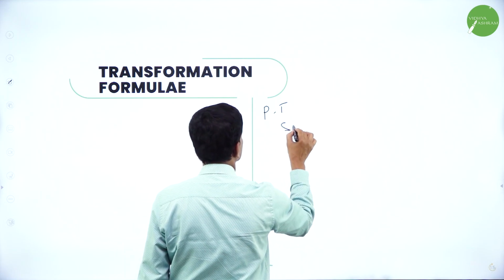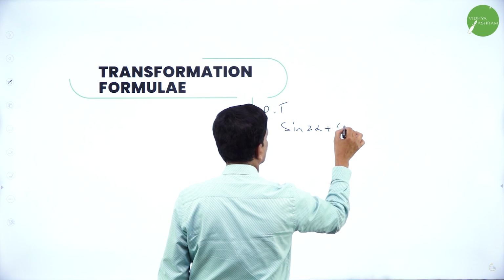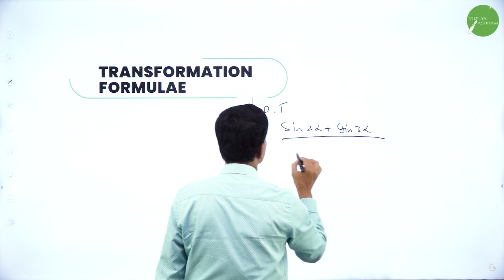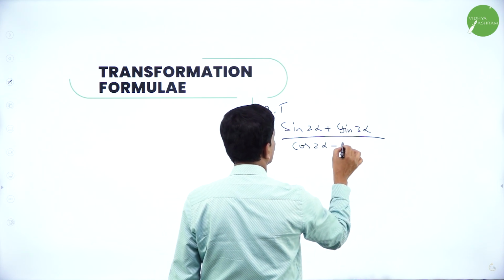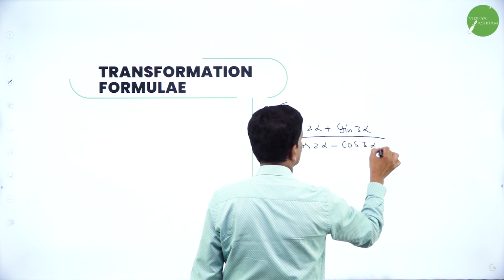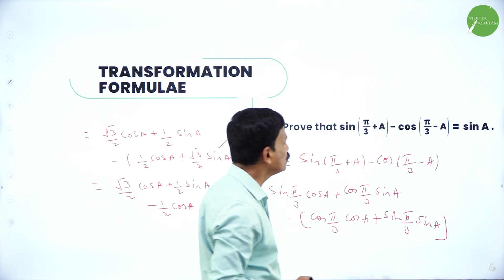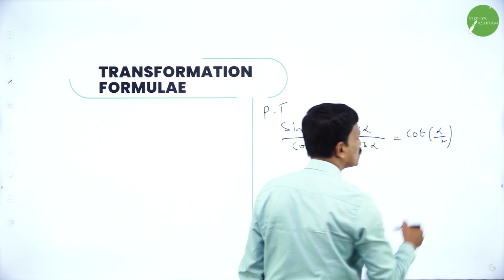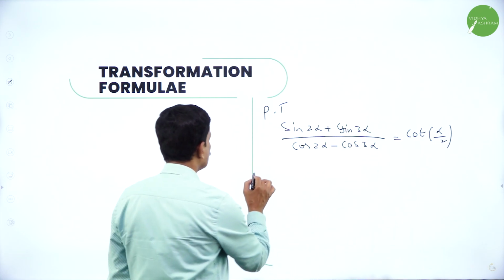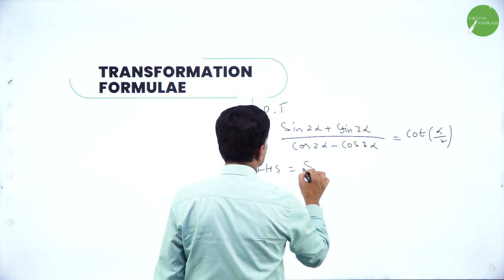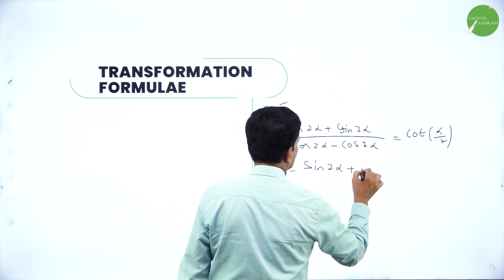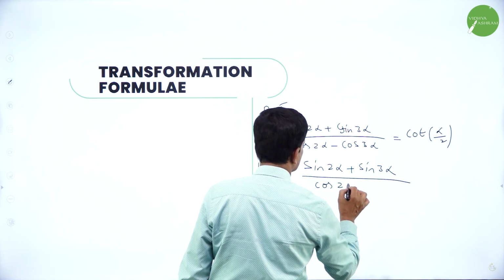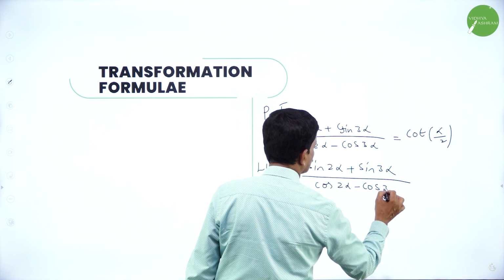Prove that sin 2 alpha plus sin 3 alpha divided by cos 2 alpha minus cos 3 alpha is always equal to cot of alpha by 2. Let us solve a similar problem like this. So what is LHS here? LHS is sin 2 alpha plus sin 3 alpha divided by cos 2 alpha minus cos 3 alpha.